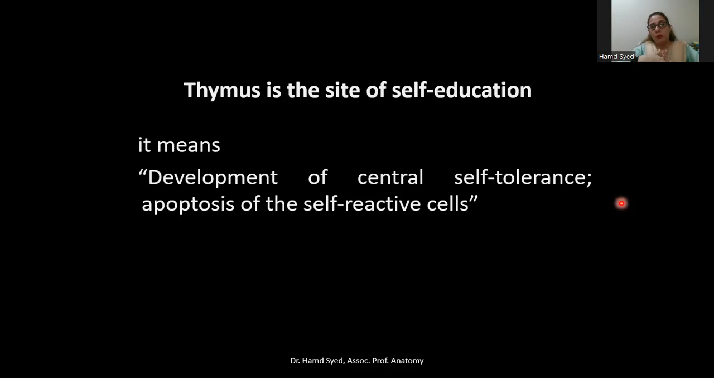Now, what do we mean when we say self-education? It means that there is going to be development of central self-tolerance, and there's going to be apoptosis of the self-reactive cells. Now, what do we mean by self-tolerance? We know the thymus is producing these lymphocytes which are involved in the defense system of the body. We don't want the defense system of the body to target the self-antigens. And this process of creating an awareness within the lymphocytes not to attack the self-antigens or the cells of the body itself is known as self-education.